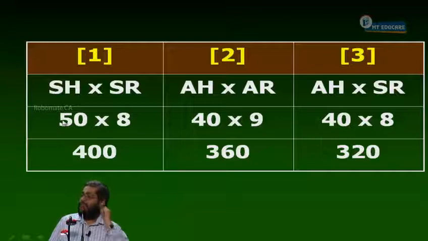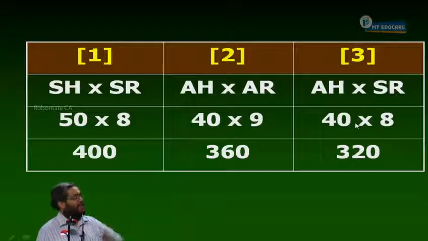Efficiency: a 50-hour job, that person has done in how many hours? 40 hours. A 50-hour job has been done in 40 hours. We said the workers have saved for the company how many hours? 10 hours. And the labor cost saved is 10 hours into 8, 80 rupees. Favorably we calculate the efficiency variance.